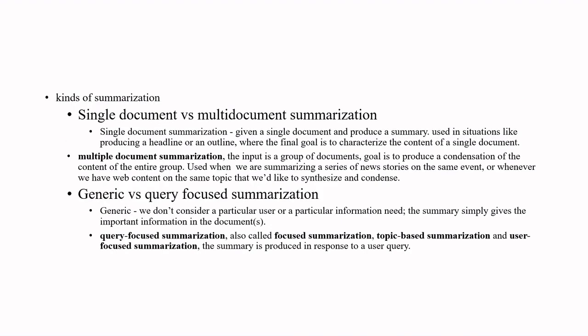Okay. So different kinds of summarization are possible. One is single document versus multi-document summarization. Single document, as the name itself shows, means there is only a single document, and we need to generate a summary from it. And it is an easier task than multi-document summarization, where you have got multiple documents. From a group of documents, we need to condense whatever is there into an abstract form.